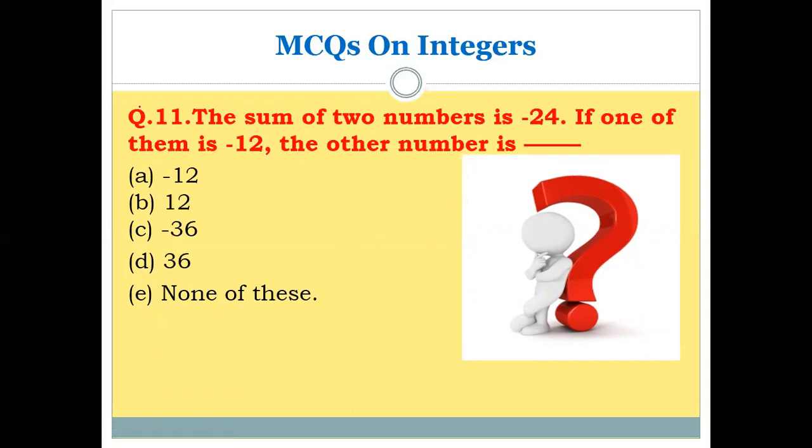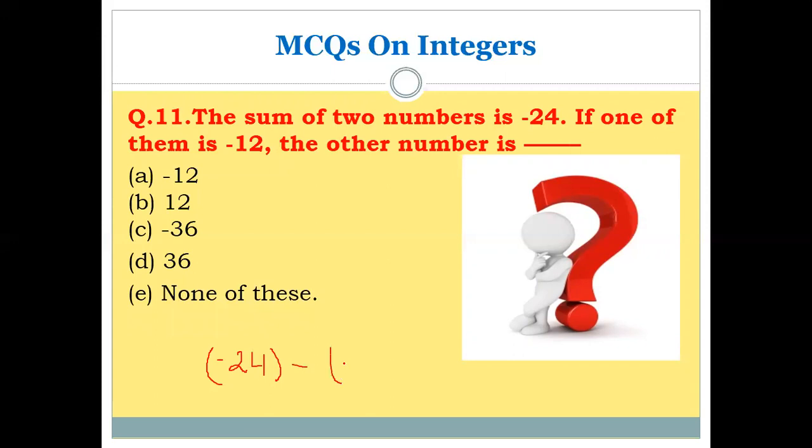Next, we have question number 11. The sum of two numbers is minus 24. If one of them is minus 12, the other number is? So the summation is given as minus 24. When we have to subtract, minus 24 is your result, and that is your summation, and you subtract from minus 24 the given number, that is minus 12.